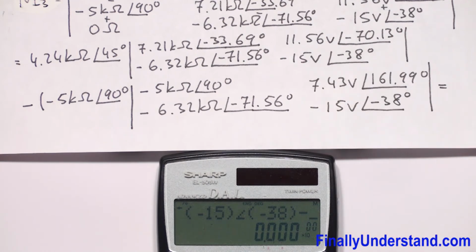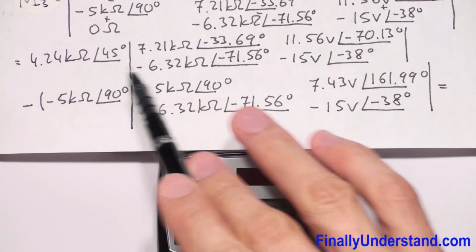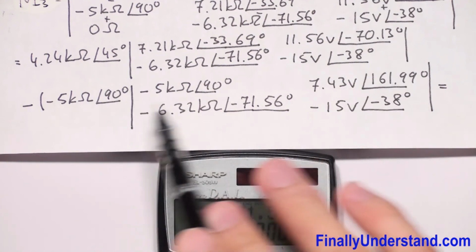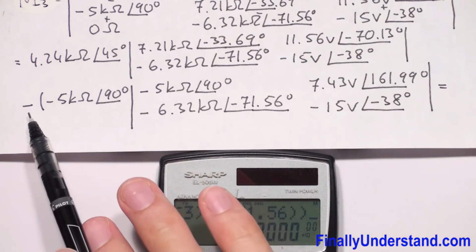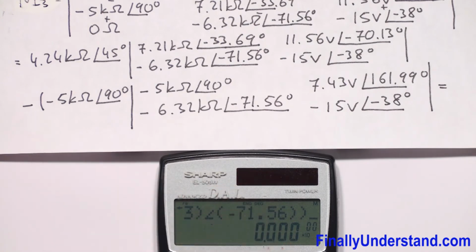So I have 11.56 angle of 70.13 negative, times negative 6.32 exponent 3 angle of 71.56 negative. Okay, close parenthesis. We've finished with the top part. Now we're supposed to simply realize that negative times negative will give me positive.